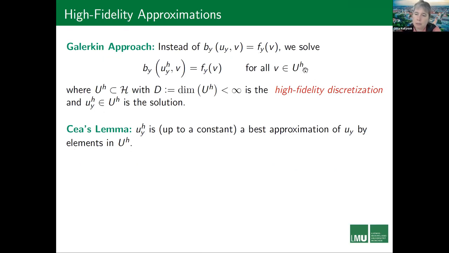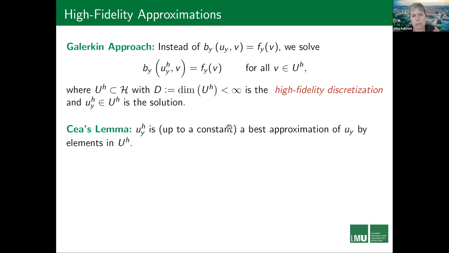So first of all, remember we're in a Hilbert space. Now, if you want to have a chance to compute, you need to bring things down to finite dimension. So I go now from my Hilbert space to a finite dimensional space, which I call U_h, where h stands for high fidelity discretization, and capital D is the dimension of this still very high dimensional space. And so again, I have this equation, which I need to solve for u_y^h.